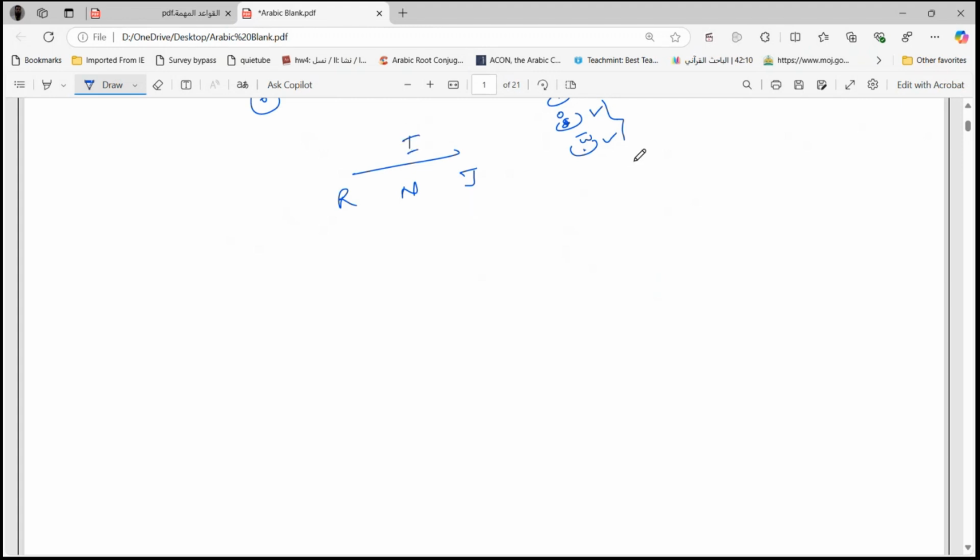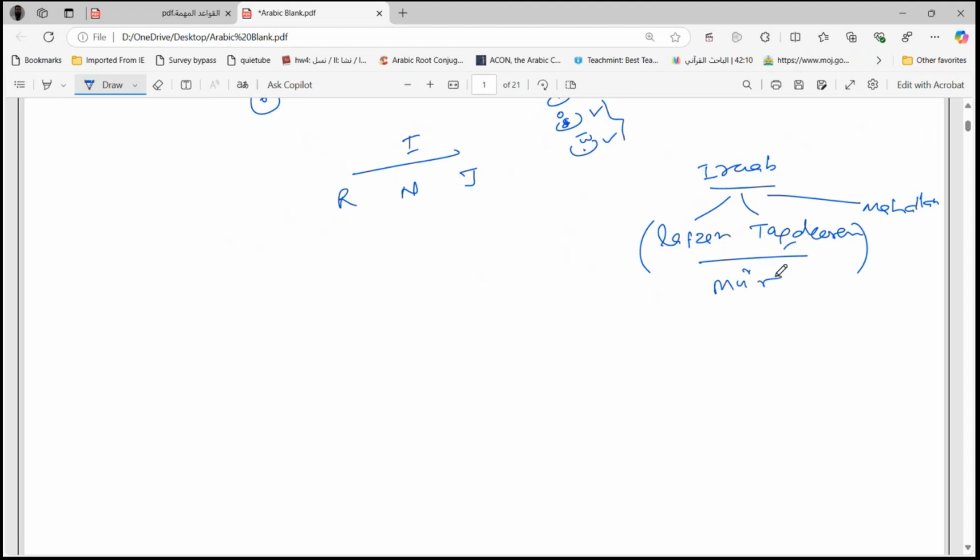So before going there, we said that the i'rab is lafzan or taqdiran or mahallan. Okay, this is what we studied. Either the i'rab you show it lafzan or taqdiran or mahallan. These two i'rab you show in mu'arab, and this you show in mabni. Lafzan and taqdiran, you show this i'rab in mu'arab asma as well as af'al, while mahallan you show the i'rab in mabniyat, be it asma or the af'al.